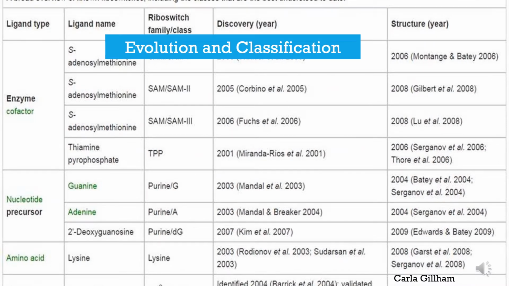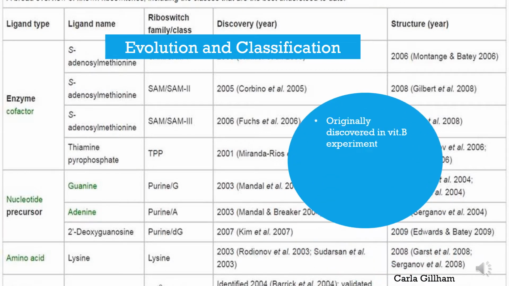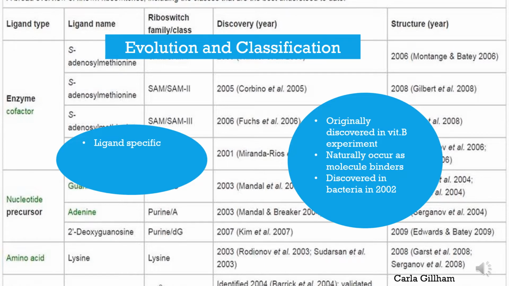Here you can see an up-to-date table showing the families of riboswitches determined by the ligand they are bound to, followed by their classification, determined by the secondary structure of their aptamer domain. Riboswitches were first discovered through an experiment on vitamin B derivatives, and since have been found to occur naturally as molecule binders. They were discovered only in 2002 in bacteria. Today there are approximately 10 to 12 well-known classes of riboswitches discovered to date.